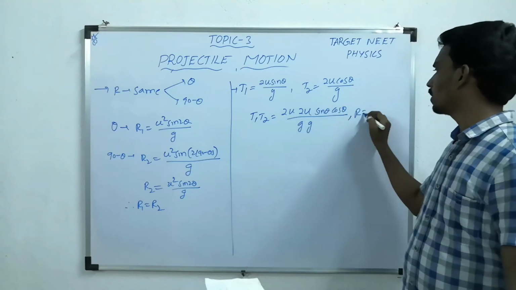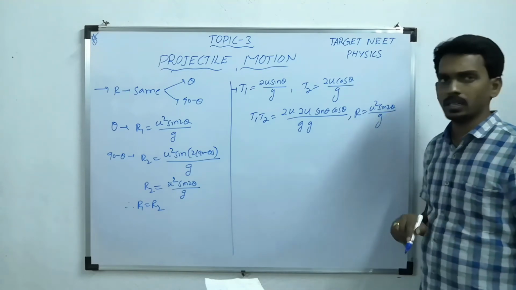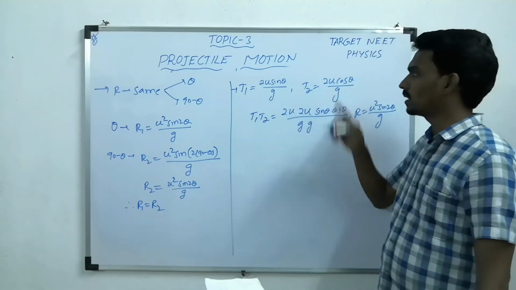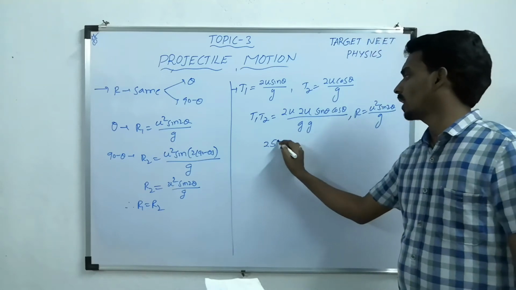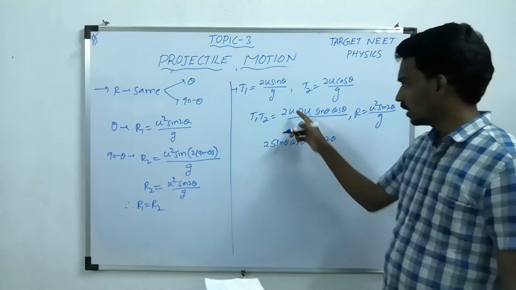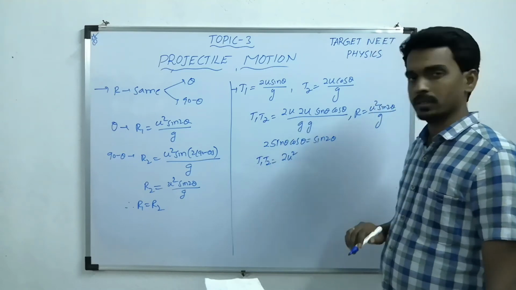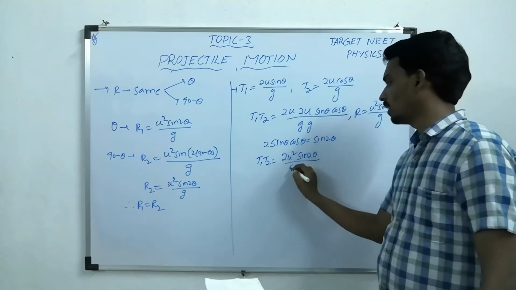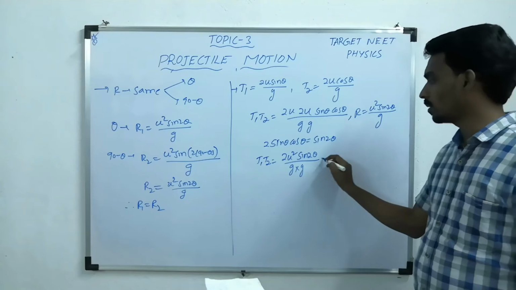And what is the range formula? U square sin 2 theta by g. Here sin 2 theta is there, here sin theta cos theta is there. So immediately you should get the idea that if you multiply this, then you will get sin theta cos theta, so that you can write 2 sin theta cos theta as sin 2 theta. Therefore here T1 T2 will become 2 kept aside, then the other 2 sin theta cos theta you can write as sin 2 theta by g into g, so that u square sin 2 theta by g is nothing but the range.